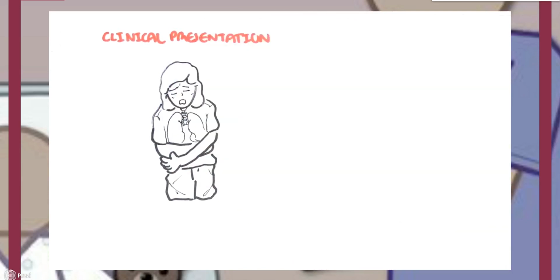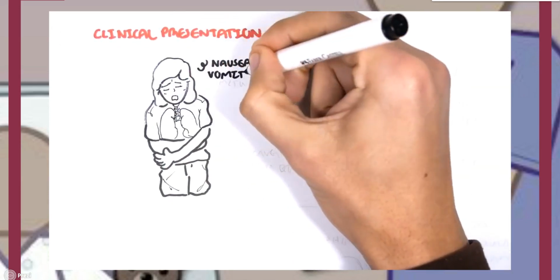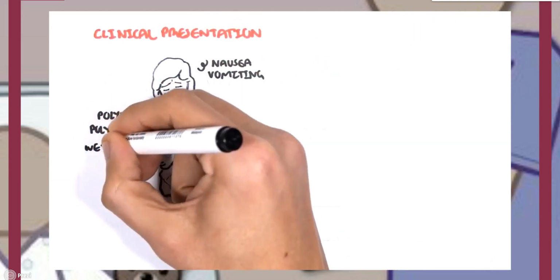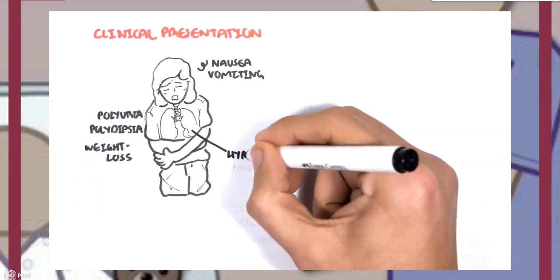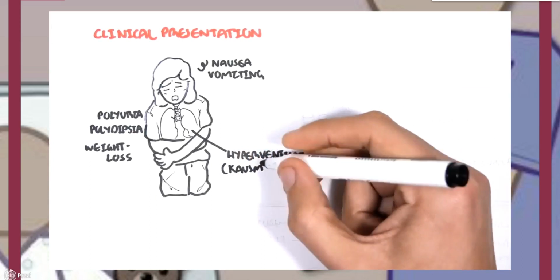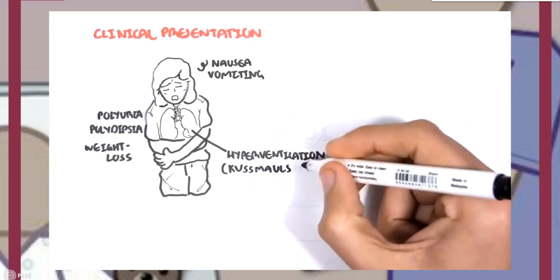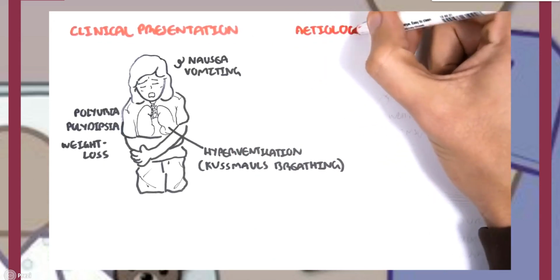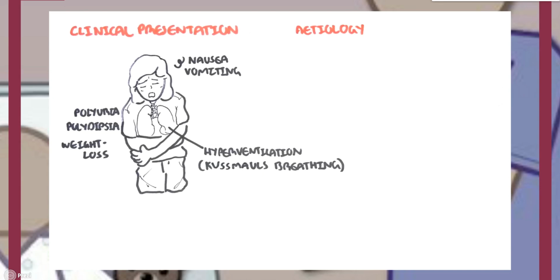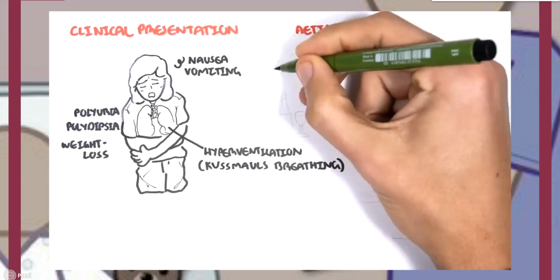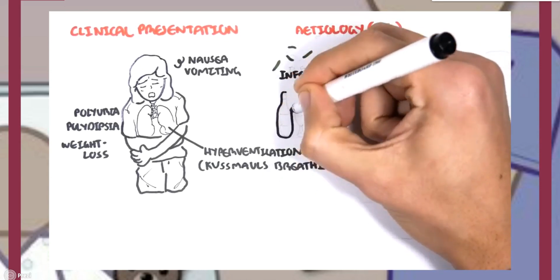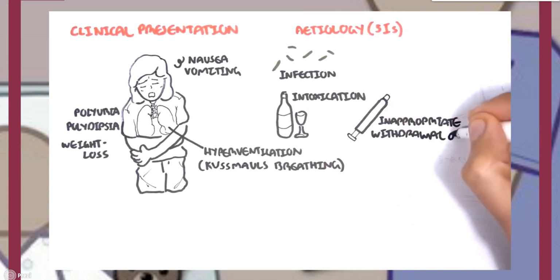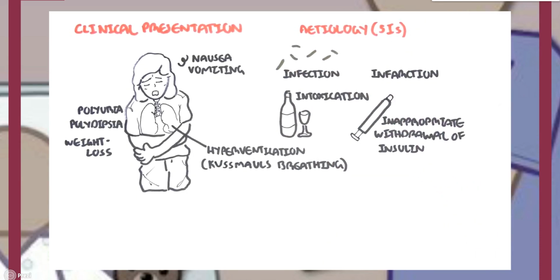The signs and symptoms of diabetic ketoacidosis are nausea, vomiting, polyuria, polydipsia, weight loss, and hyperventilation, known as Kussmaul's breathing. Now, diabetic ketoacidosis doesn't occur out of the blue. There are usually some triggers. These triggers, these etiologies, can be remembered as the 5 I's. The 5 I's are infection, intoxication, inappropriate withdrawal of insulin, infarction, and intercurrent illness.